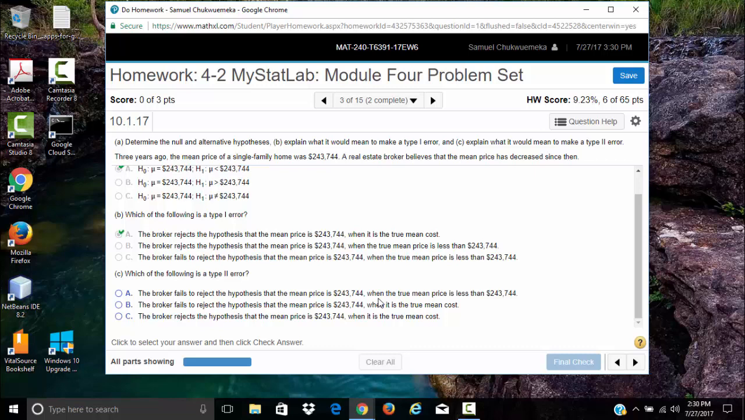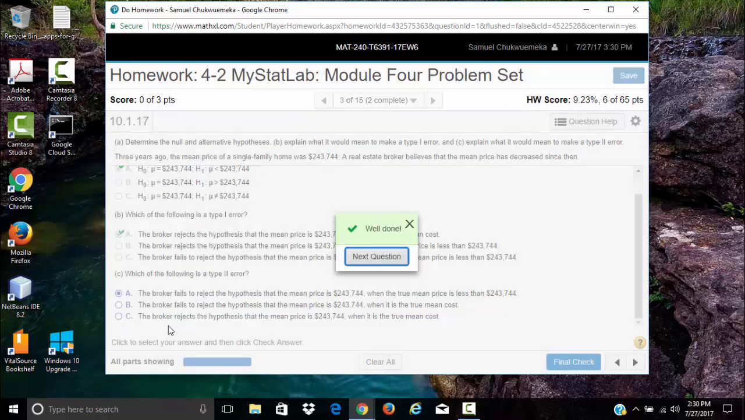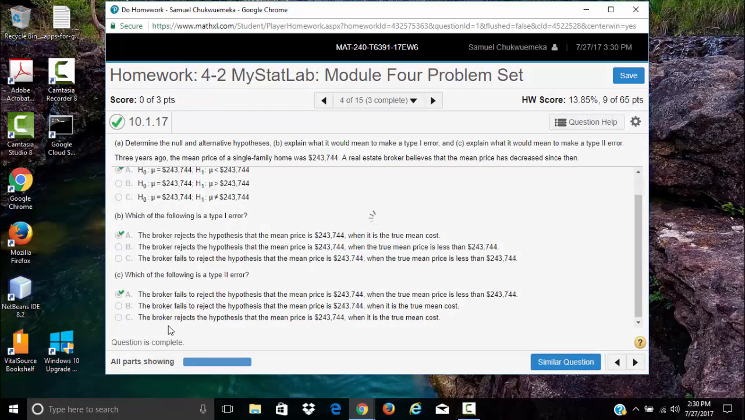The null is not true, but you fail to reject it. You did not reject it, even though it wasn't true. You still accepted it. Okay? So this is not the true mean cost for type 2 error for B. The true mean price is less than that, but you still did not reject that null. So this is A. Okay? I hope this is making sense to you. Okay?